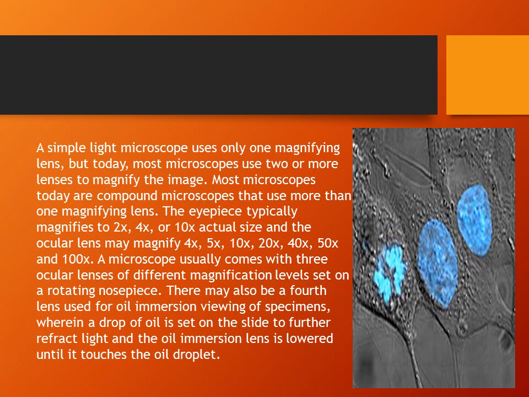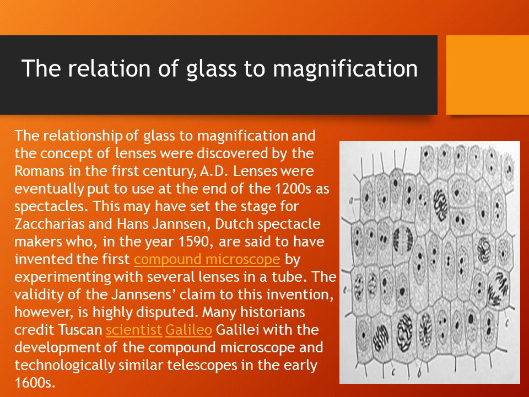So a microscope usually comes with 3 optical lenses, with different magnification levels set on a rotating nosepiece. There may also be a fourth lens used for oil immersion, viewing the specimens within a drop of oil set on a slide to further reflect the light. Here we have the relation of glass to magnification.